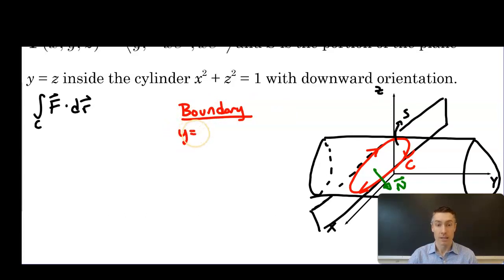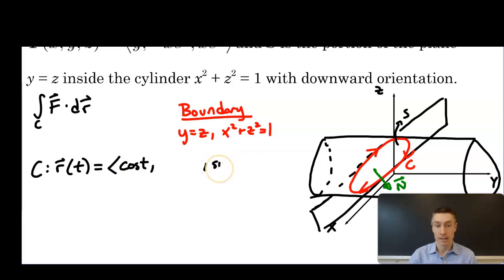So we have y equals z and x squared plus z squared equals 1 as the two equations that are going to define this boundary curve. It's the intersection of these two surfaces. So then parameterizing, x and z would have to be cos t and sin t because x squared plus z squared equals 1. So we have cos t and then sin t. And then y equals z, so that would be sin t. Now this parameterization moves in the counterclockwise direction.